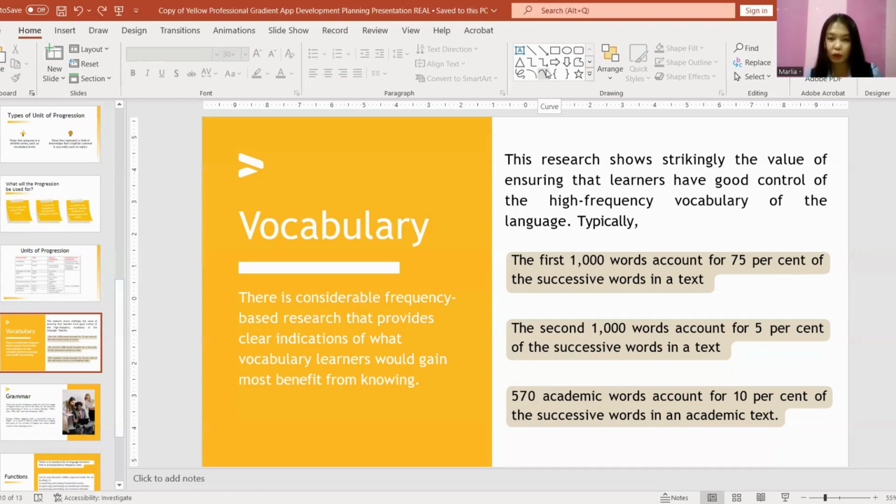And according to this book by Mason and McAllister, the first 100 words account for 75% of the successive words in a text, and the second 100 words account for 5% of the successive words in a text, and more than 500 academic words account for 10% of the successive words in an academic text.